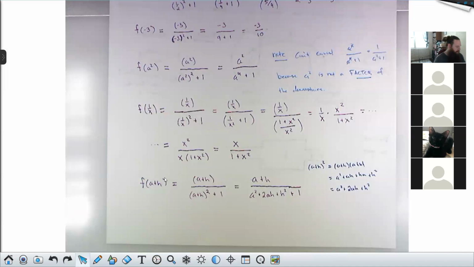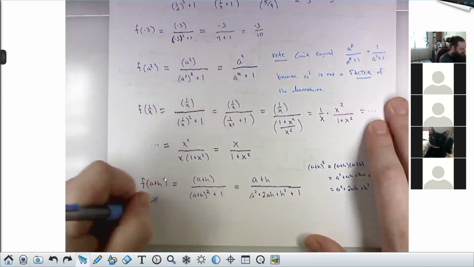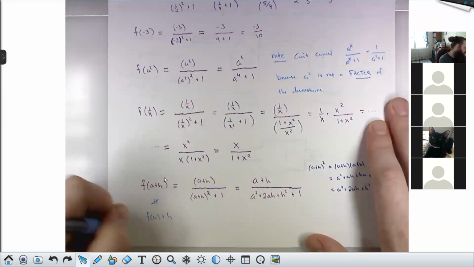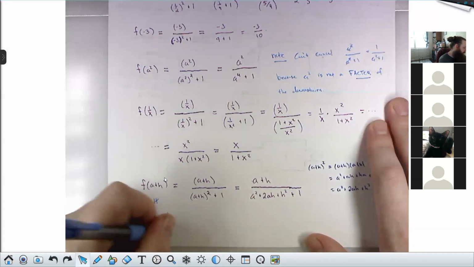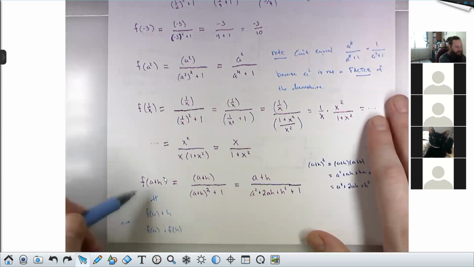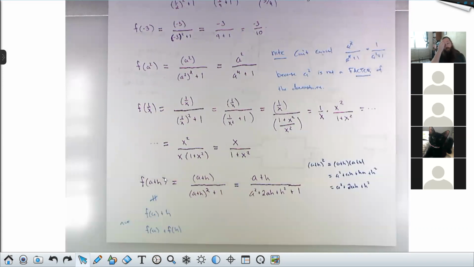It's not multiplication. And specifically, this is not the same as f of a plus f of h. There is no such arithmetic or algebra that you can do with this. You just have to plug that into the function. That's the only way of figuring out what that thing is. You'd be amazed how often I see this mistake.